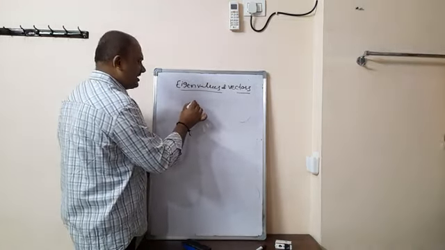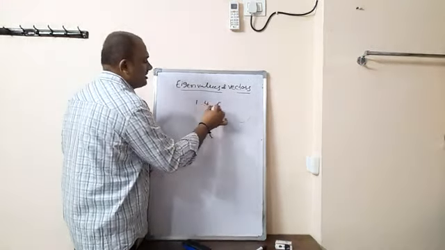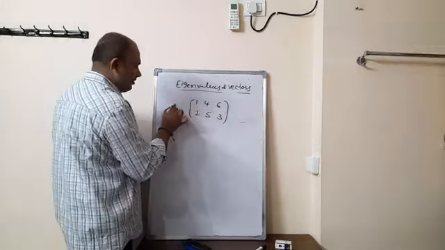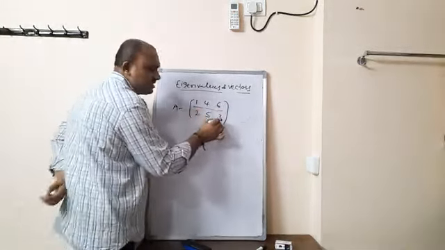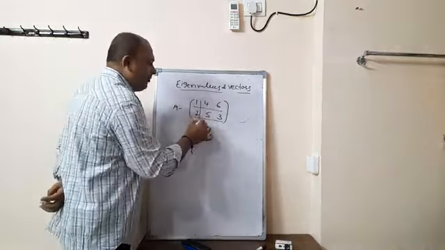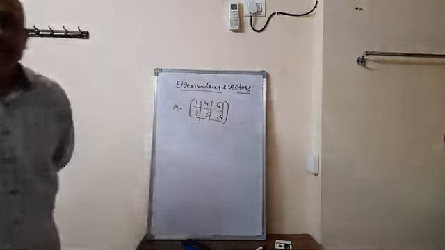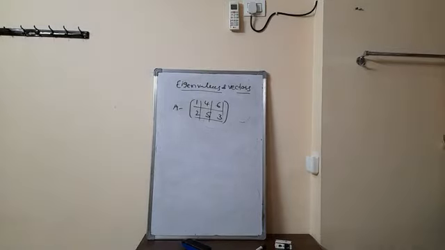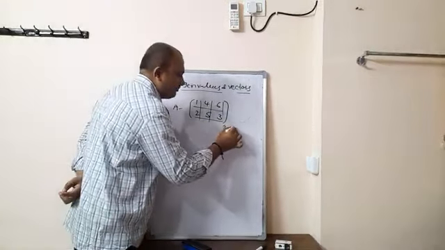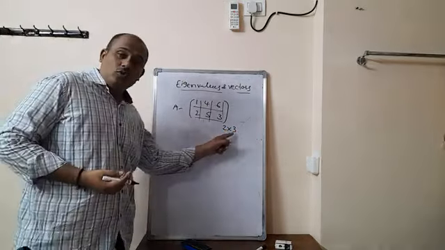Suppose we take another example, the matrix 1, 4, 6 in the first row and 2, 5, 3 in the second row. How many rows does this matrix consist of? 2 rows. And how many columns? 3 columns. So it is of order 2 by 3: 2 rows and 3 columns.